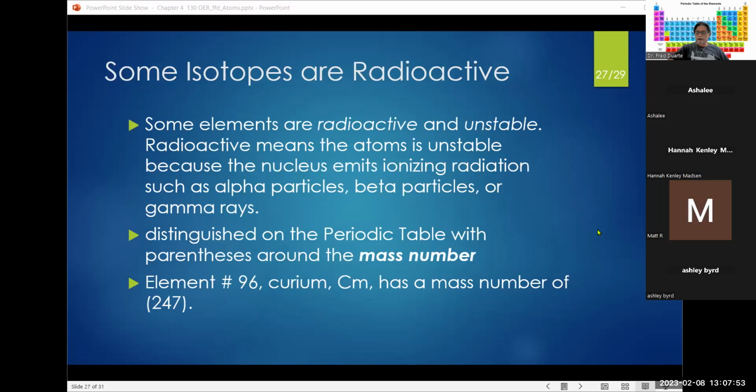All right, a lot of these, well, I shouldn't say a lot, but there are some that are radioactive, and I mentioned that they break down. You can see, like, element number 96, which is named curium. Okay, any idea? Well, actually, it was named after Madame Curie.